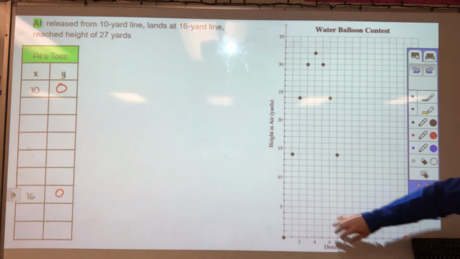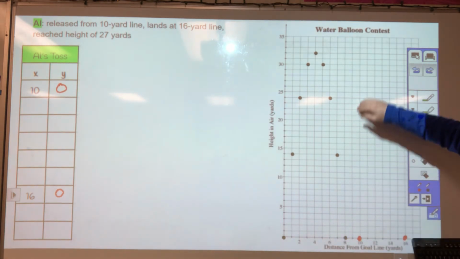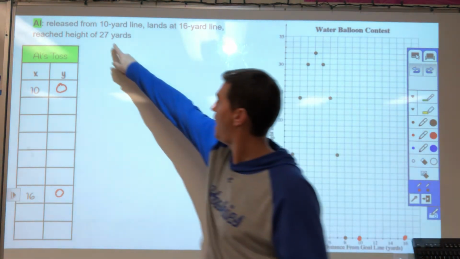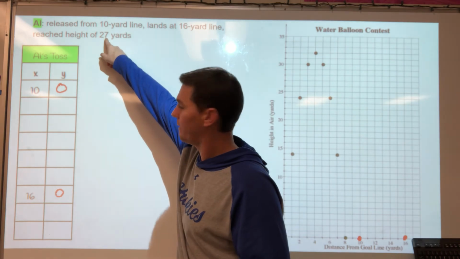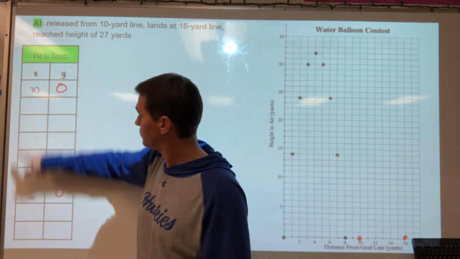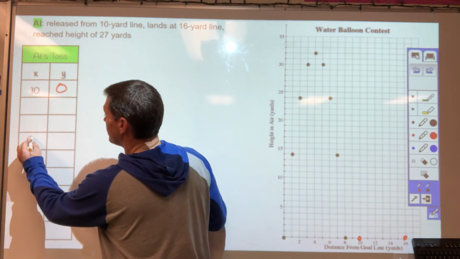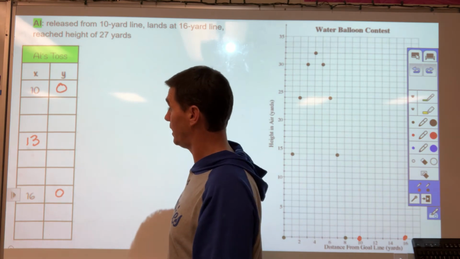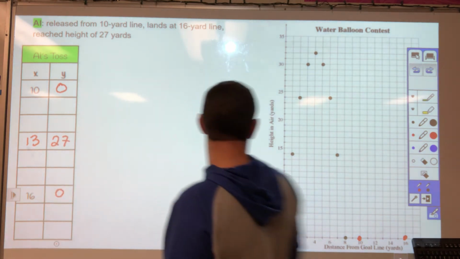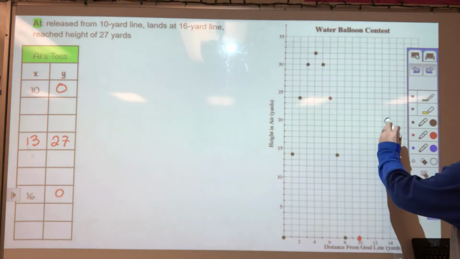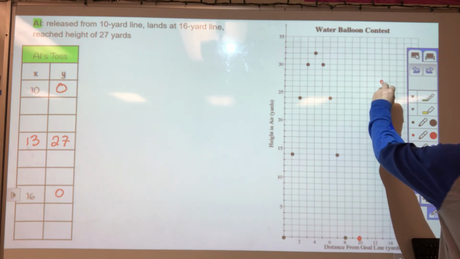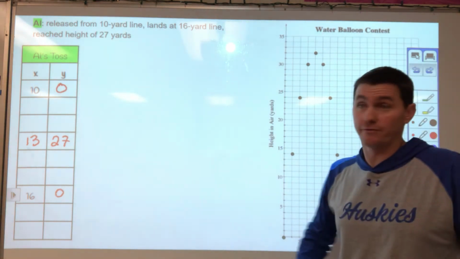Okay, and we know all of our parabolas have the same shape where it goes up and then it comes back down. So where do you think it's going to reach this high point of 27? Well, it makes sense that that highest point should happen at the halfway mark. So halfway between 10 and 16 is 13. Okay, well, at 13 is when it reaches its height of 27. So I can plot that on my graph, 13 and 27, 25, 26, 27. Here we go.